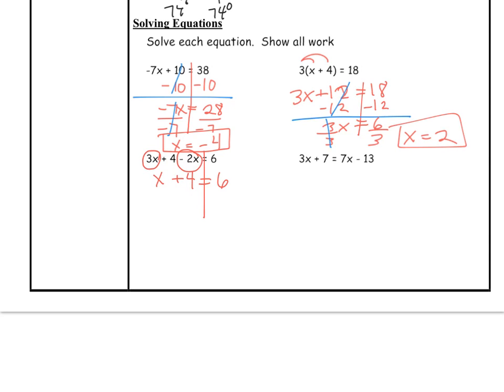Now I'll solve that equation, subtract 4 from both sides. That'll cancel that out. And I'm left with x is equal to 2.